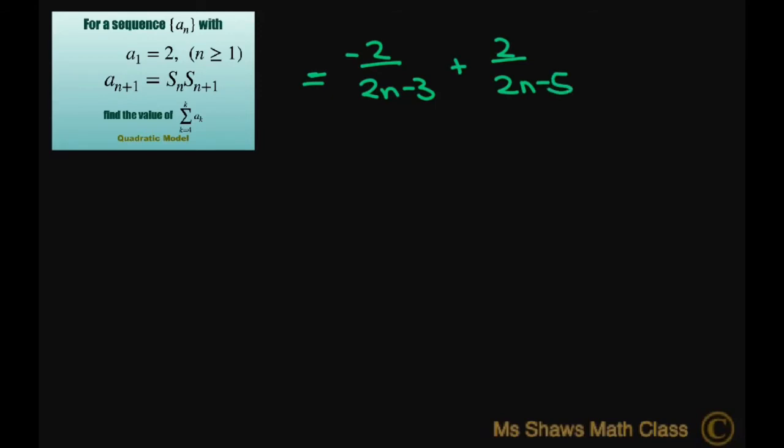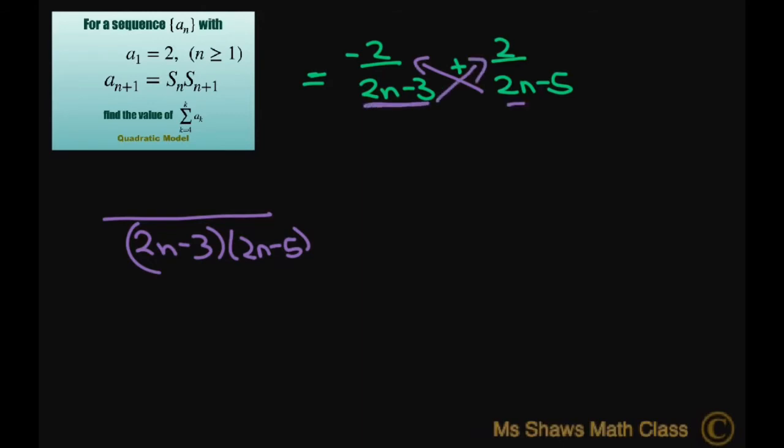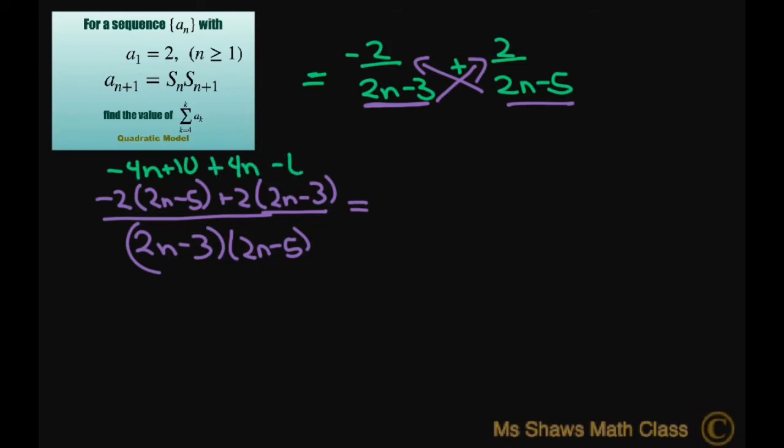All right, now what we're going to do next is get our common denominator. Our common denominator is 2n minus 3 times 2n minus 5. Then you have to do this cross here because this one needs this 2n minus 5. So it's going to be negative 2 times 2n minus 5, plus 2 times 2n minus 3. This is going to simplify to negative 4n plus 10 plus 4n minus 6.